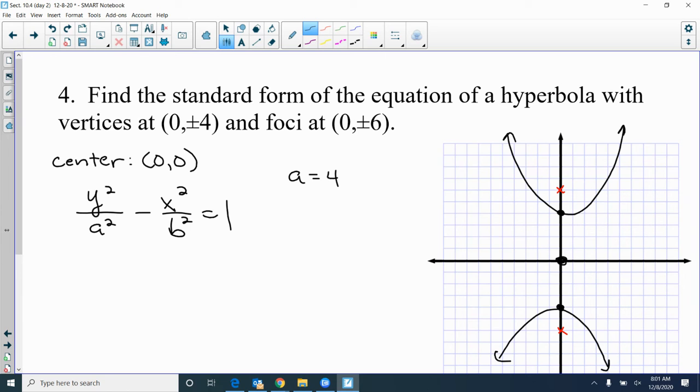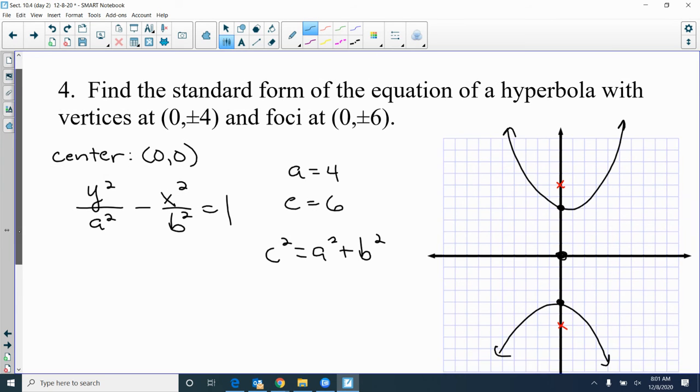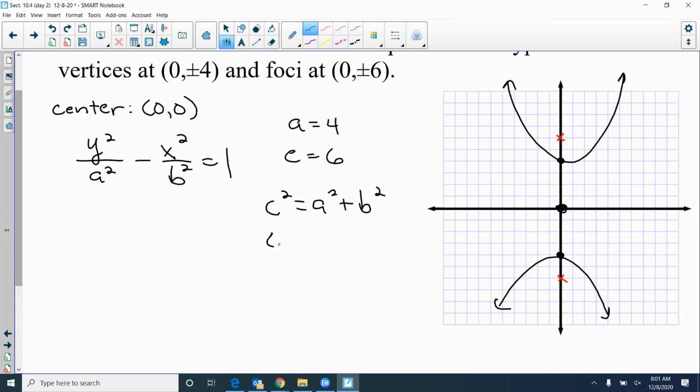6. Sorry, 6. So that's our C value. So A is 4, C is 6. We know C squared equals A squared plus B squared, and so I can use that to figure out what B squared is. So 6 squared is equal to 4 squared plus B squared.